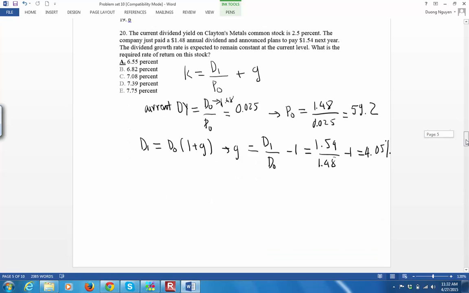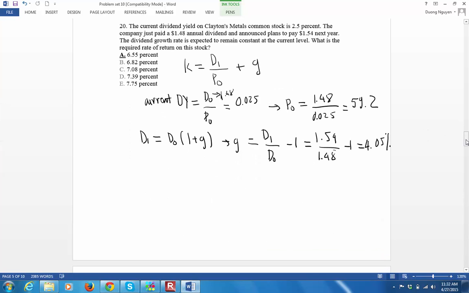So you put in here D1 over P0. D1 is 1.54 over P0, which is 59.2, plus 0.0405, and this is equal to 1.54 over 59.2 plus 0.0405.